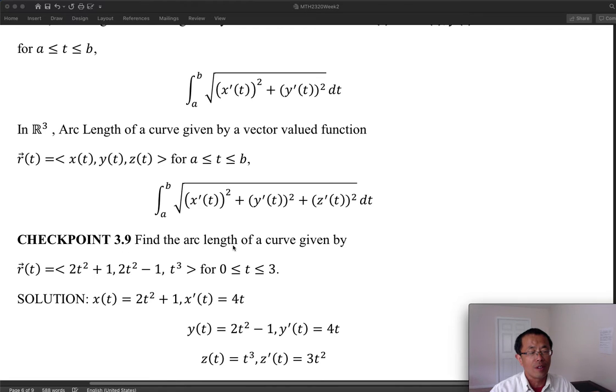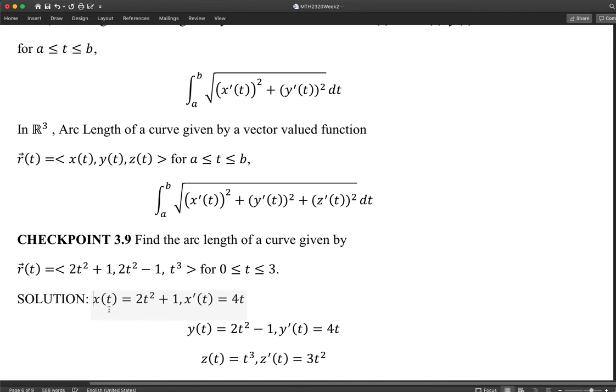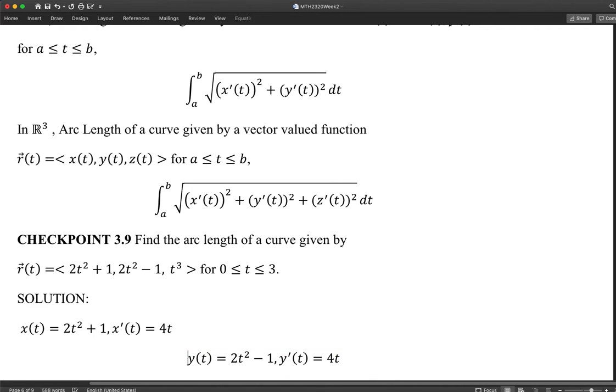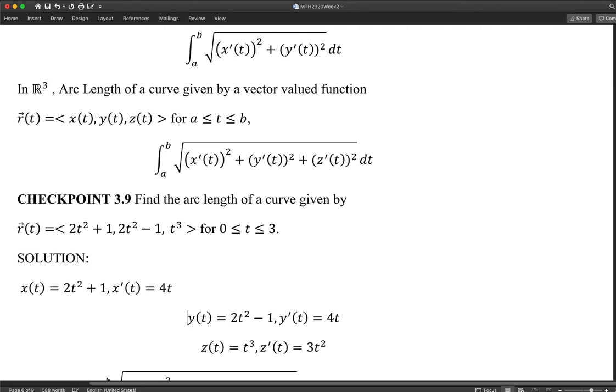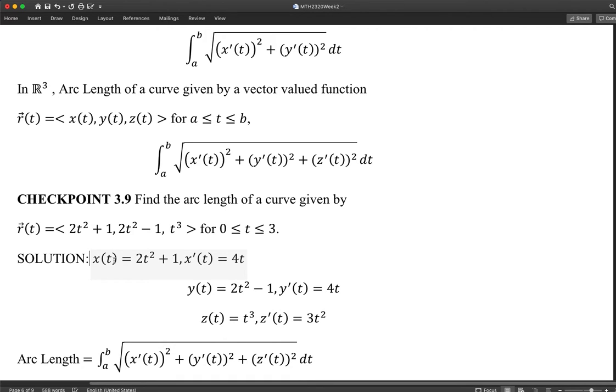So this is the example I took from the textbook, checkpoint 3.9. Find the arc length of the curve given by this function, where t is a parameter. T changes from 0 to 3. In this case, this is my calculation. I tried to write down explicitly x of t, the first component, then y of t, then z of t. I take out each component directly and then calculate the derivative.